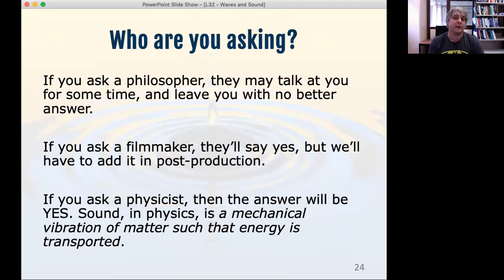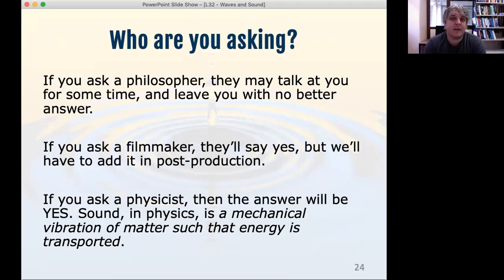If you ask a philosopher, then you're going to get a lot of interesting conversation, and you'll probably not really have any better idea afterwards, right? It depends on a lot of different factors. If you ask a filmmaker, they'll probably say yes, but we'll have to add it in post-production or something like that. If you ask a physicist, then the answer is yes.